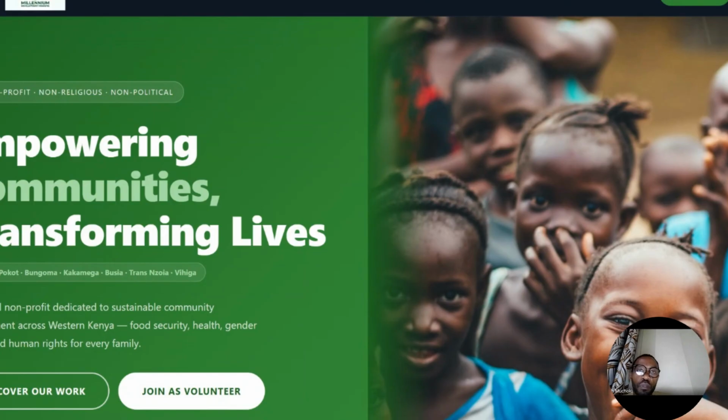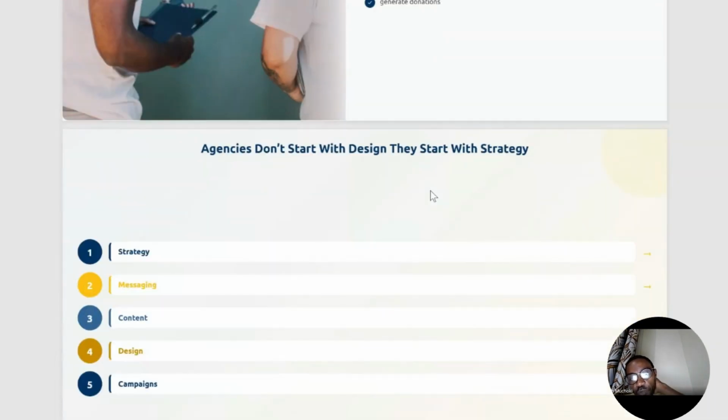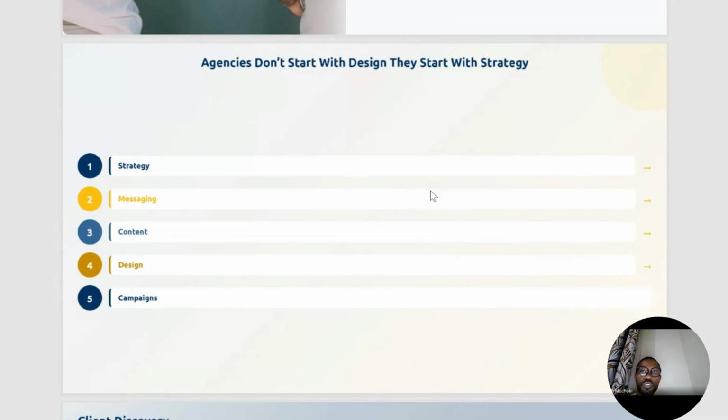So what does the Hope Bridge Foundation want to achieve? What does Millennium want to achieve? Increase donor trust, improve online visibility, share impact stories, attract volunteers, and generate donations. You just don't want to work with this person without showing that you want to strategically position them, because that's very important.